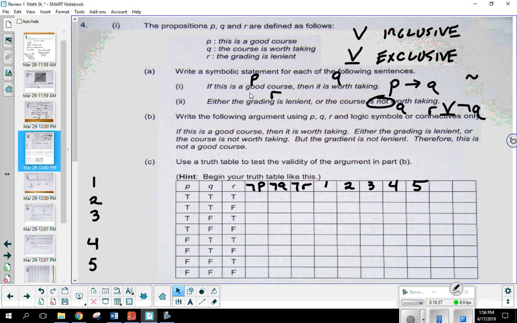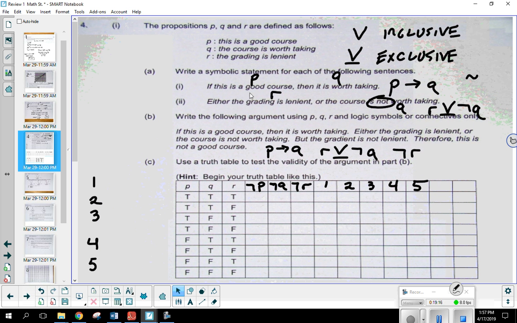All right, now write the following argument using P, Q, R, and logic symbols or connectives only. Well, you'll notice if this is a good course, then it's worth taking. Either the grading is lenient or the course is not worth taking. Those are the first 2 statements that you went ahead and took care of. So I'm going to start by showing the implication. So P implies Q. And now we have either the grading is lenient or the course is not worth taking. So R exclusive or not Q. Now it goes on to say, but the grading is not lenient. Okay, so I'm going to go ahead and say not R.